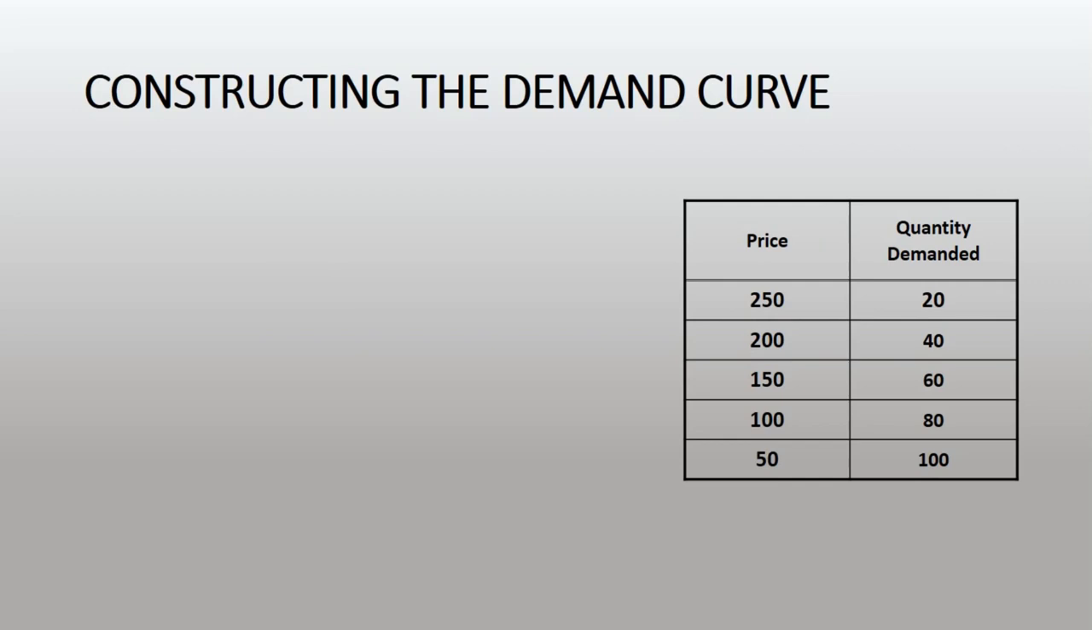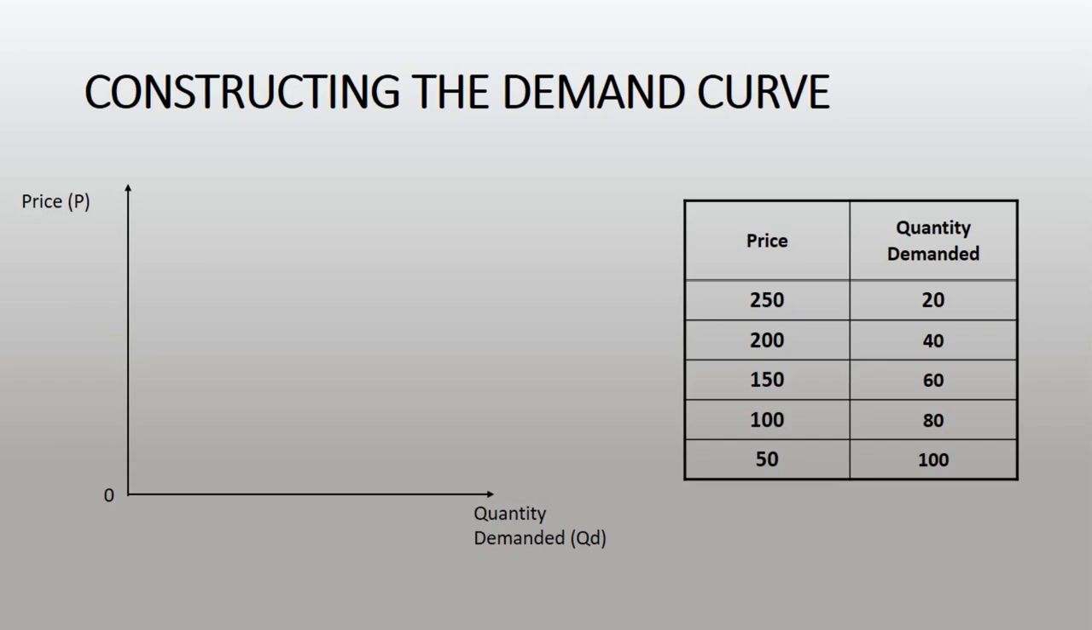Firstly, we need to draw our y-axis and our x-axis. We really just put a 0 to indicate the point where y and x is 0. We then need to label our axes, where the y-axis is our price and our x-axis is our quantity demanded.